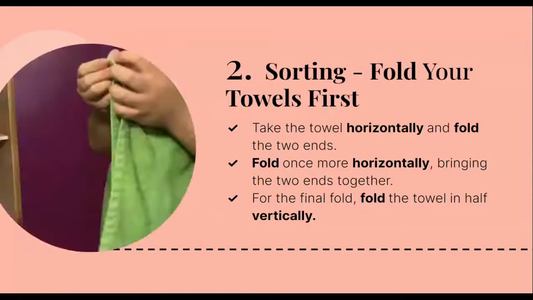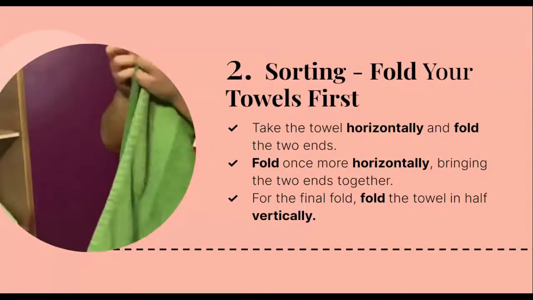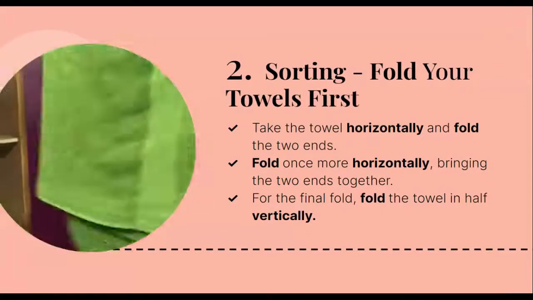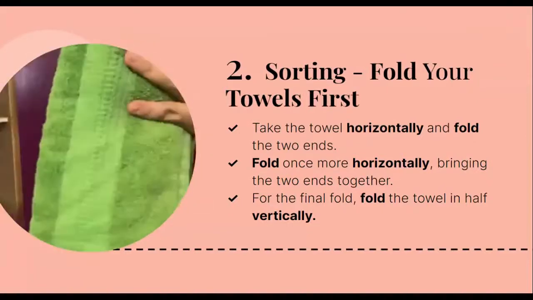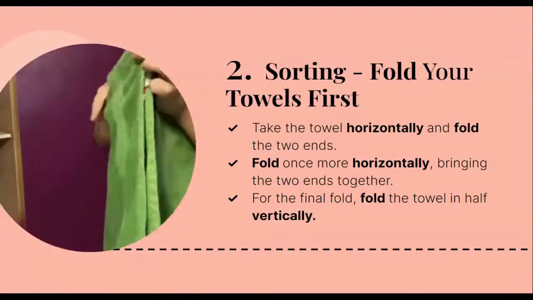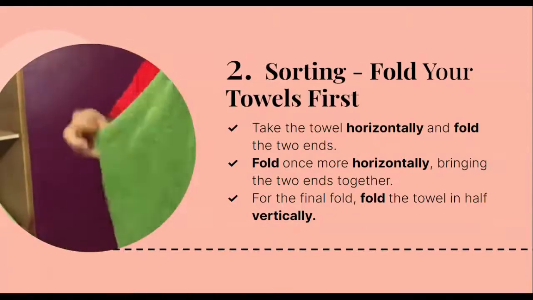To fold a towel, take the towel horizontally and fold the two ends together. Then you would proceed to folding once more horizontally and bring those two ends together. And for the final fold, fold the towel in half vertically.